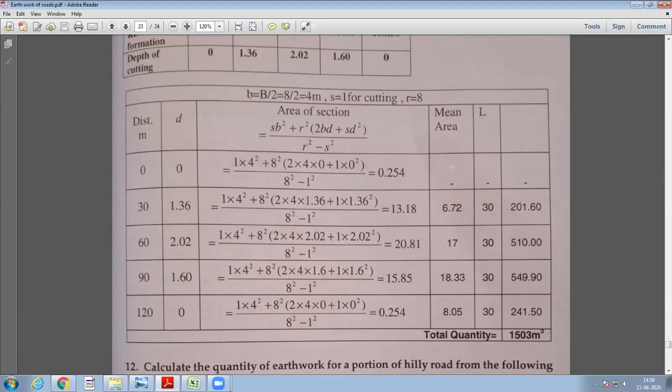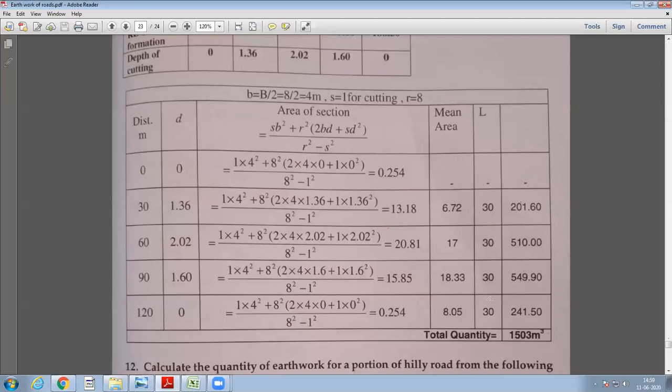Next, you have to get the mean area. This is how you have to work out. No mean depth should be calculated here. You should work out the mean area, that is the area of these two. You will get the average of these two. You will get 6.72 and the average of these two will get this likewise. And you have to observe wherever you start calculating the mean value, from that point, the first row will be empty.